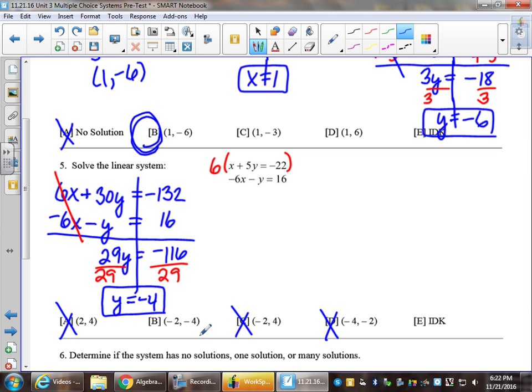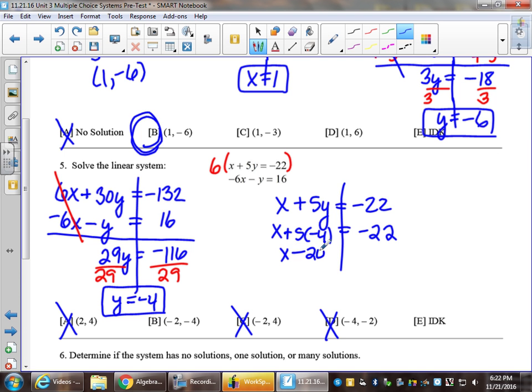So again, I've narrowed it down to B, but I really want to double check before I commit to that being my answer. So let's still go find the x value. So x plus 5 times negative 4 equals negative 22. That's x minus 20 equals negative 22. Add 20, add 20.